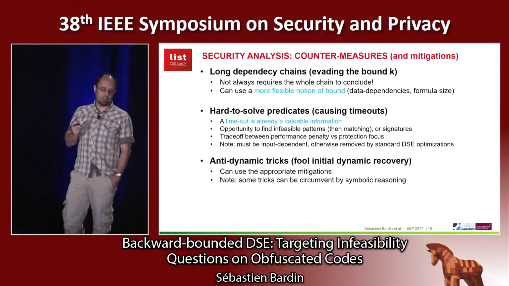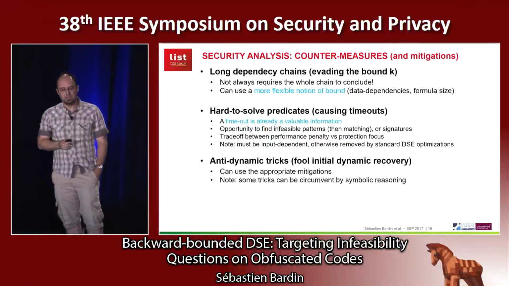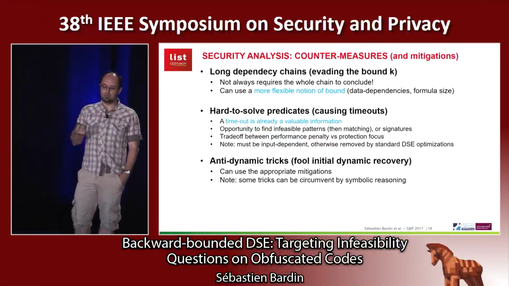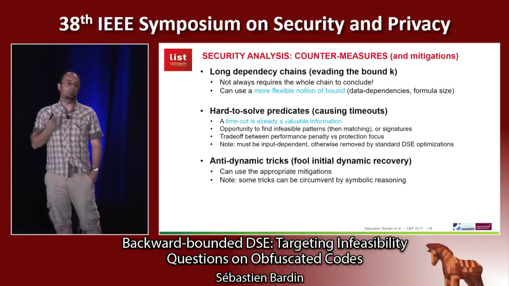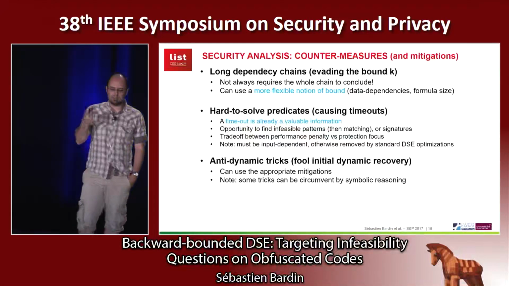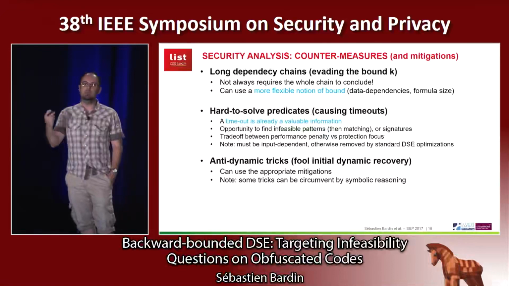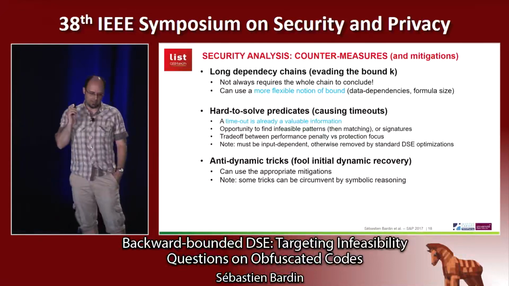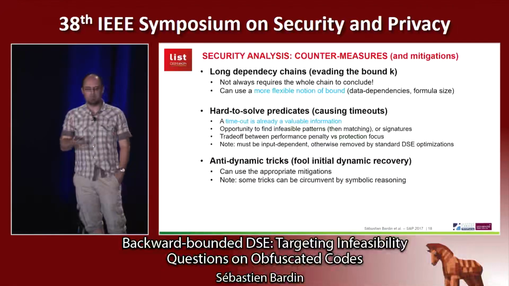Then you can also insert many hard-to-solve predicates in your obfuscation scheme, because basically when we have some timeout, we don't know what to do with it. But with our technique, we don't normally have timeout. So already triggering a timeout gives us some insight. It can give us the opportunity to find infeasible patterns to then help the technique by pattern matching. And then you can add common anti-dynamic tricks, but we can also use the standard appropriate mitigation.